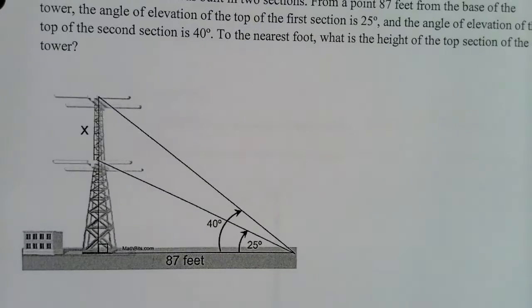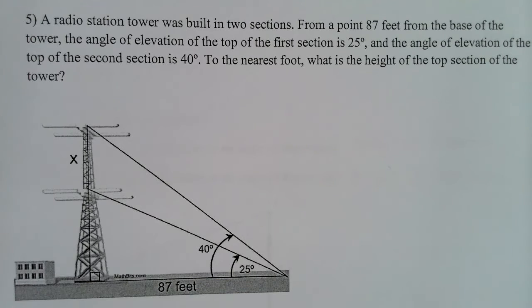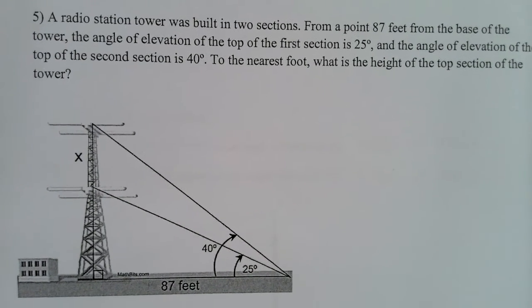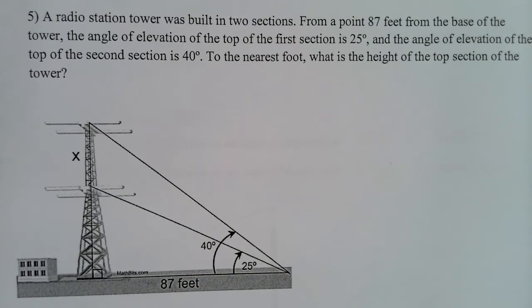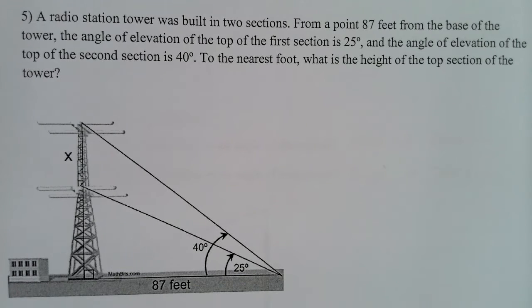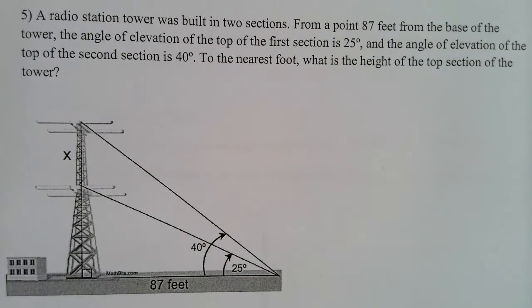Okay, one more problem. A radio station was built in 2 sections from a point 87 feet from the base of the tower. The angle of elevation to the top of the first section is 25 degrees, and the angle of elevation to the top of the second section is 40 degrees. To the nearest foot, what is the height of the top section of the tower, which is x? Try and solve for x.